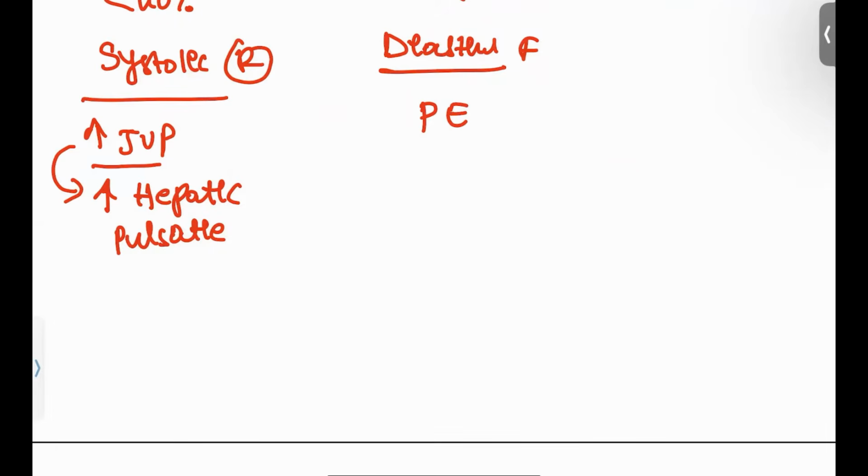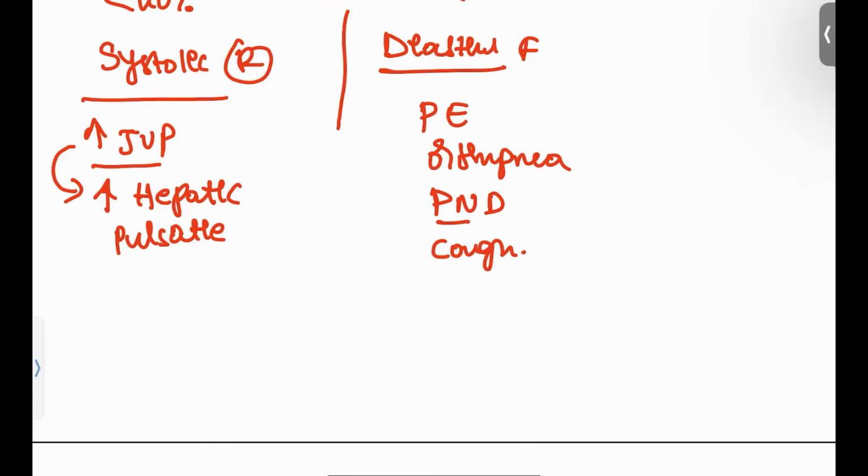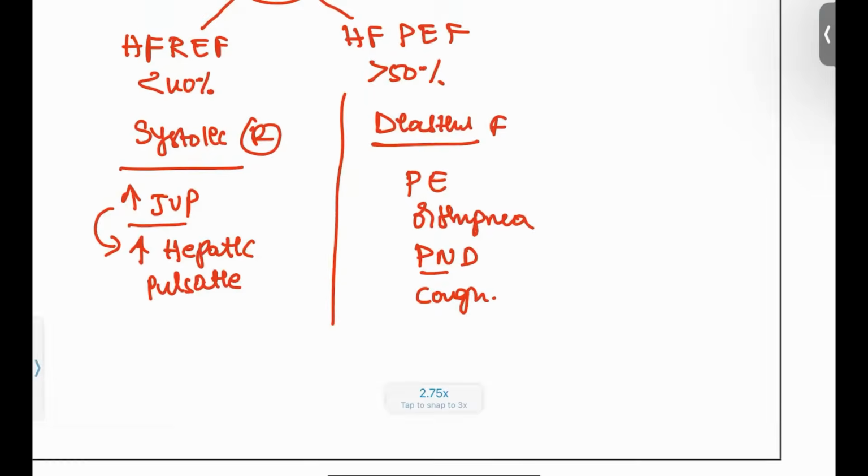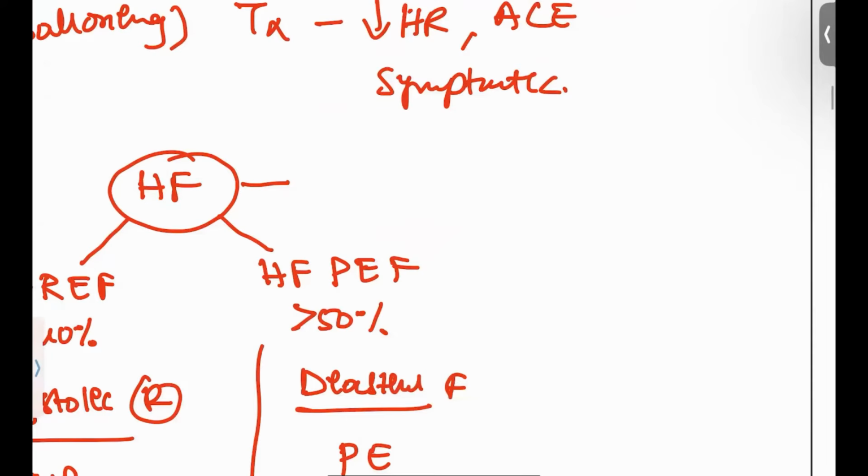And also orthopnea. What is orthopnea? In some positions, the patient will have discomfort. And paroxysmal nocturnal dyspnea. What is paroxysmal nocturnal? At some point in the night, they will have symptoms. And also recurrent cough in this patient. These are the classical symptoms distinguishing heart failure with reduced ejection fraction and preserved ejection fraction. And there is a question: what is the most common cause of heart failure? Always, the most common cause of heart failure is hypertension only.